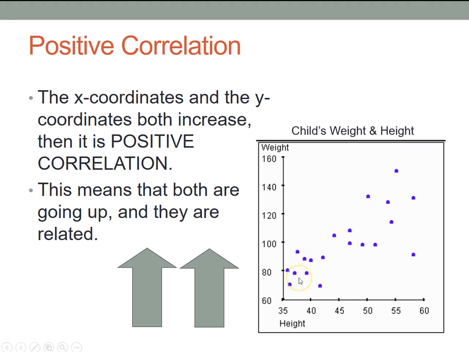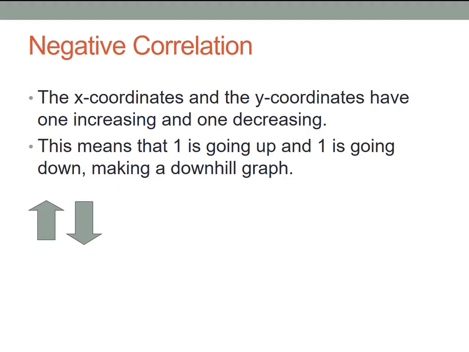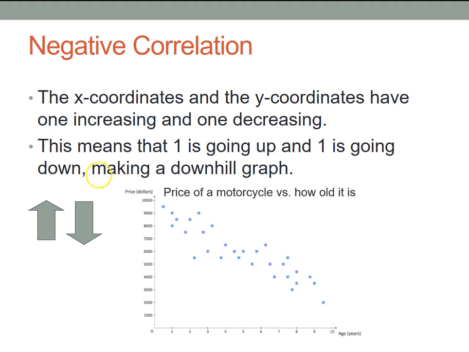And you can see that in general, in this data set, as height goes up, weight goes up. Right? It doesn't mean that it has to form an exact line, but generally, as height goes up, weight goes up, that would mean it's a positive correlation. So let's take a look at a negative correlation. That's when one coordinate goes up, the other one is decreasing. So as one goes up, the other's going down. The scatter plot will be more like a downhill slope, down and to the right.